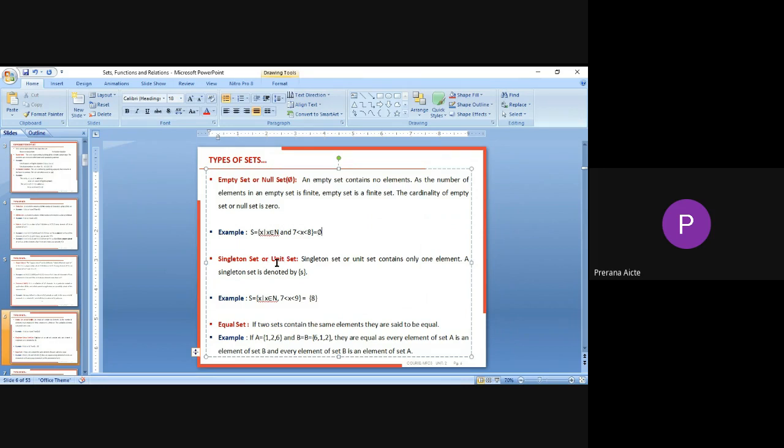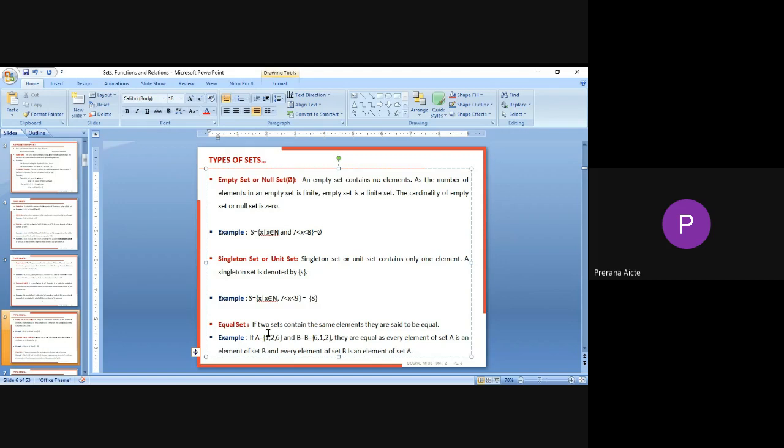Next, the singleton set or unit set. A singleton set or unit set contains only one element, and it is denoted by S. If any set has only one element, then it is called a singleton set or unit set. We can consider this example: X such that X belongs to N, 7 less than X less than 9. Between 7 and 9 we have only one natural number, that is 8, so the set contains only one element. So it is called a singleton set or unit set.